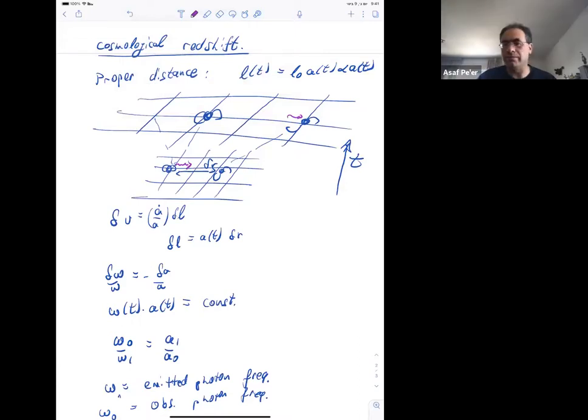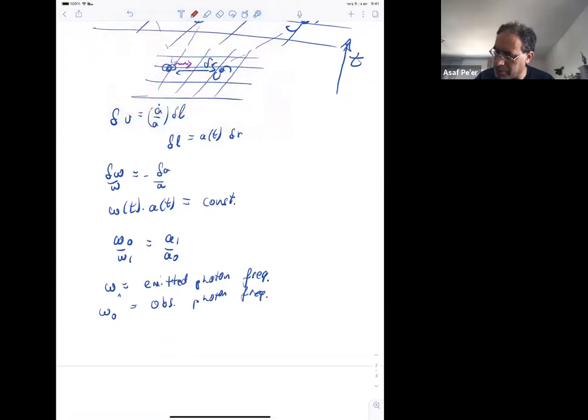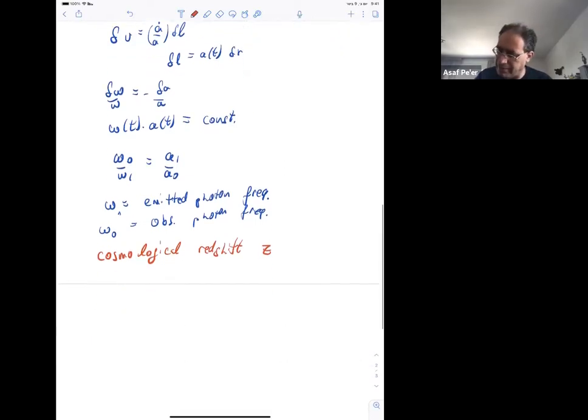Right? So this very much resembles a Doppler shift. So that's why it's called a redshift, the cosmological redshift. Or z, it's the same notation as the gravitational redshift. So it can be a bit confusing, but we're talking about two completely different things. And that z is defined as the ratio of the observed wavelength minus the emitted wavelength divided by lambda 1, which is a0 over a1 minus 1.